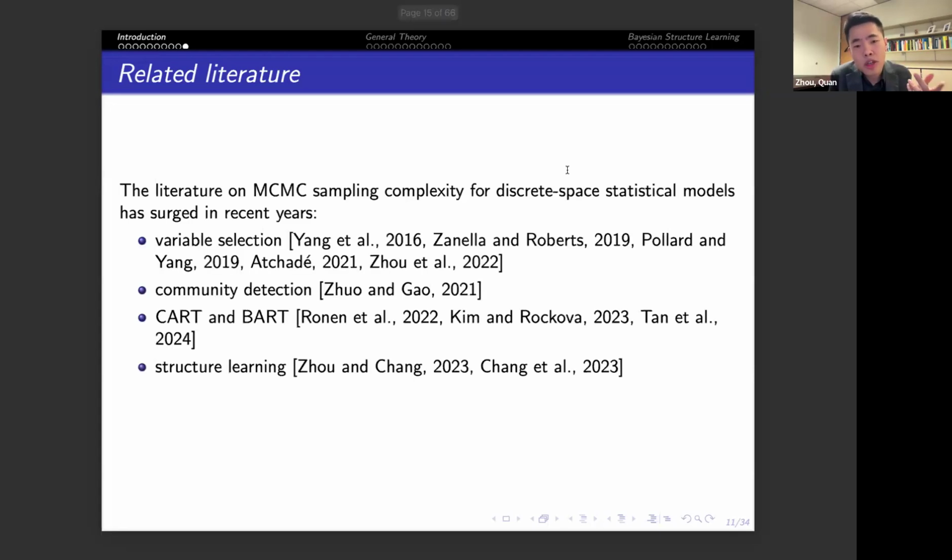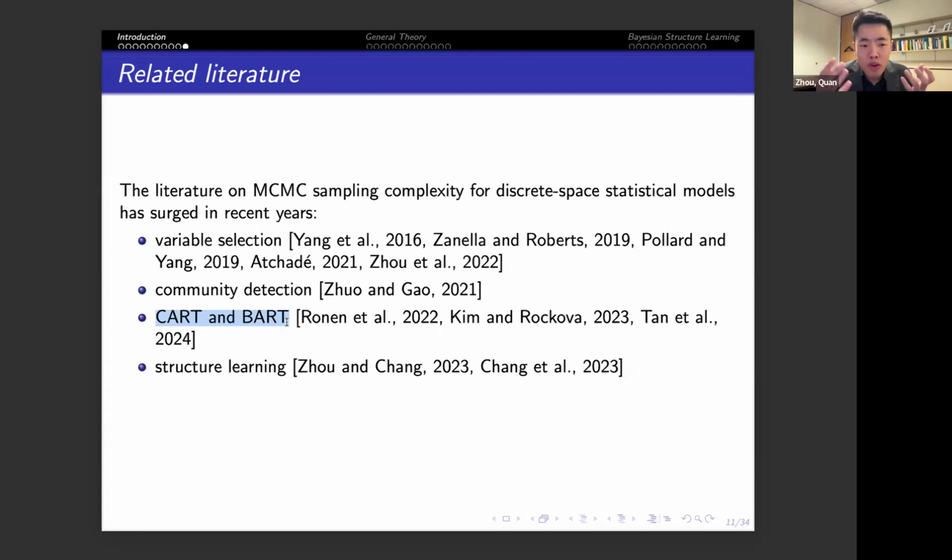And here I'm just showing you some of these papers related to the problems I have mentioned earlier. For example, variable selection. This is probably the most widely studied problem, and there are quite a few papers on the complexity of MCMC sampling for variable selection. And there are also papers for community detection for structural learning, and also these decision tree models, say CART and even BART. BART just means additive trees.